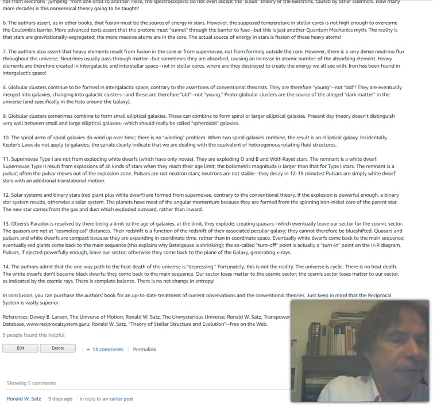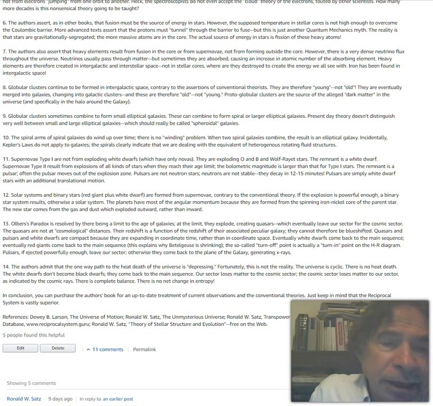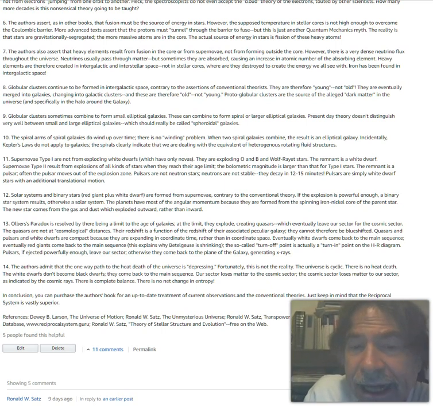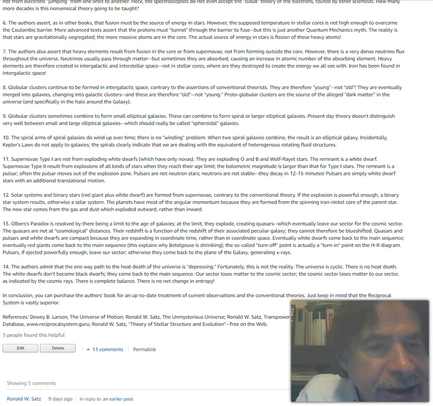Okay, now number 12. Just a few more here. Solar systems and binary stars, red giant plus white dwarf, are formed from supernovae, contrary to the conventional theory. If the explosion is powerful enough, a binary star system results, otherwise a solar system. The planets have most of the angular momentum because they are formed from the spinning iron-nickel core of the parent star. The new star comes from the gas and dust which exploded outward rather than inward. And that new star is first a red giant, and then it contracts to the main sequence, whereas the white dwarf expands back to the main sequence.